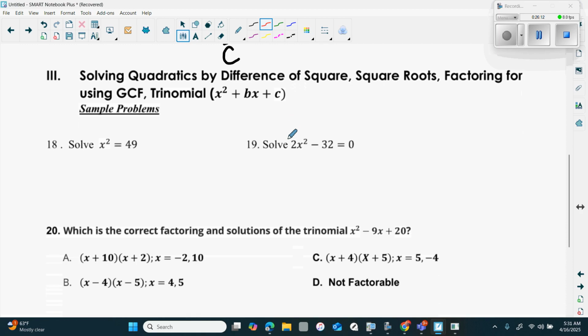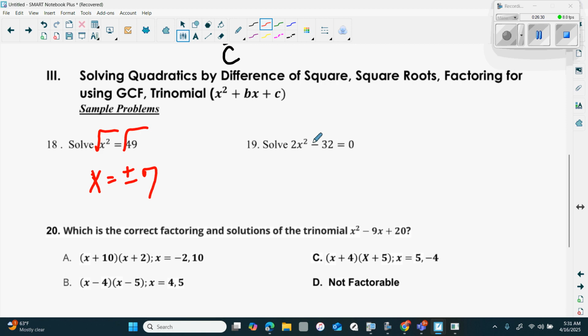So the sample problems, if I'm going to take the square root, you have to have the x squared isolated, which it is, equal to 49. Take the square root. This is going to be x equals plus or minus 7.